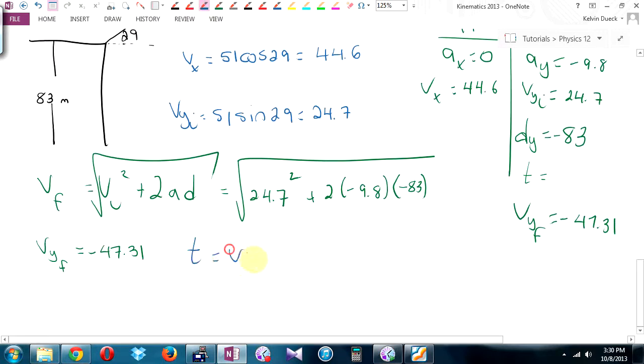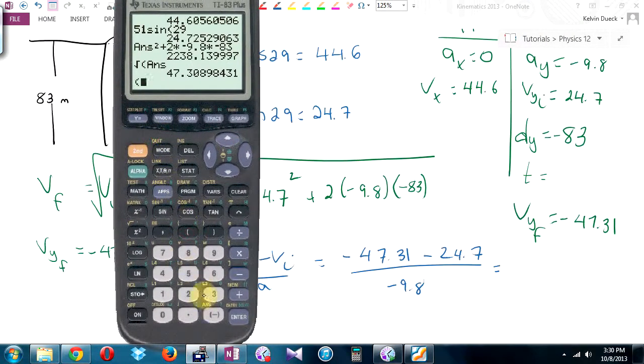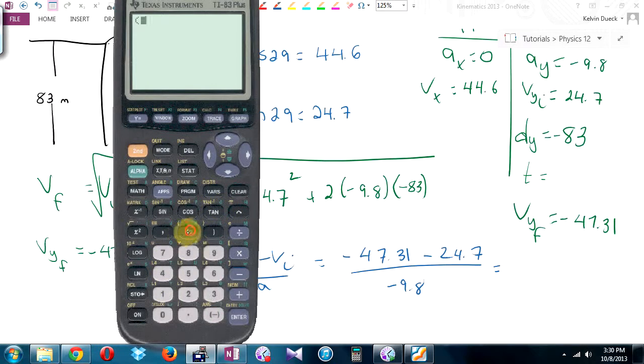Time is going to be V final minus V initial over A. It's going to be negative 47.31. Take away 24.7 divided by negative 9.8. Negative 4, whoop, try that again. Oh, you know what? I'm going to use my answer button because that's stored on my calculator. Minus 24.7 divided by negative 9.8. 7.3. Those of you who use the quadratic formula, hopefully you got the same thing. I get a time of flight of 7.348.